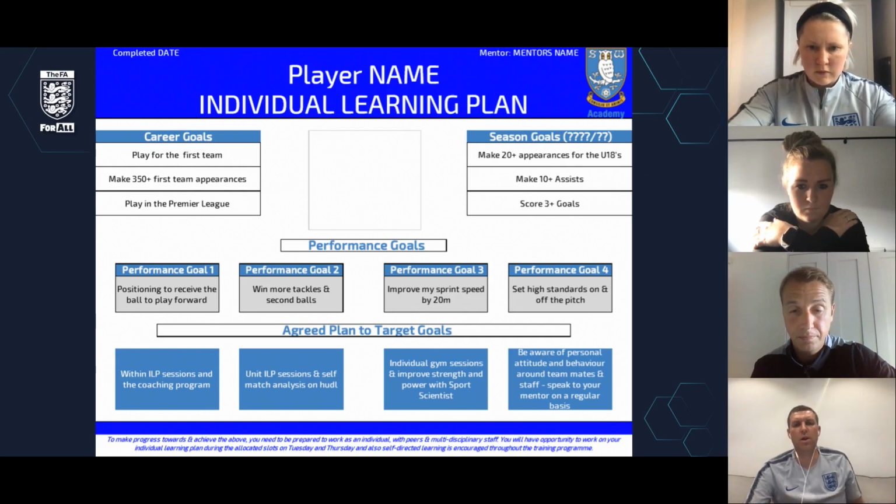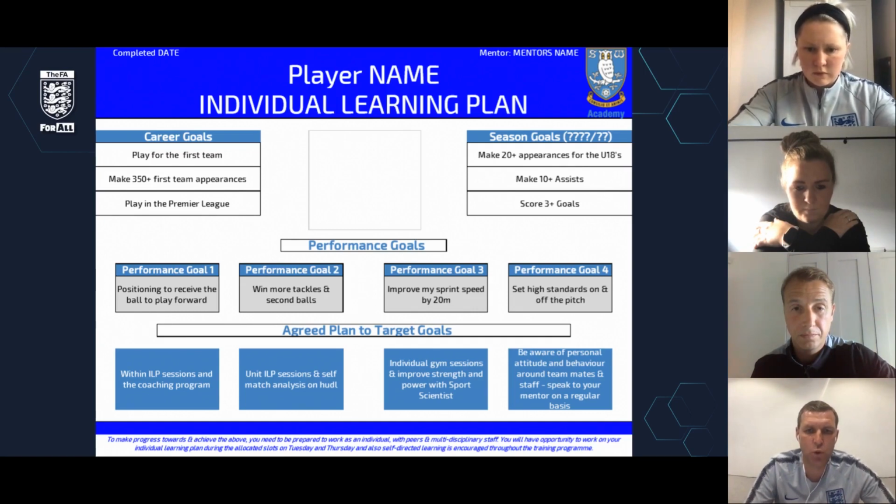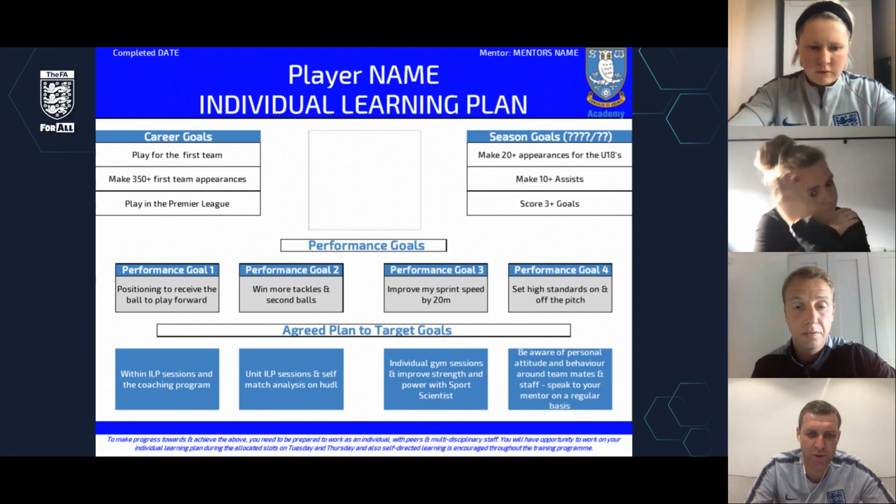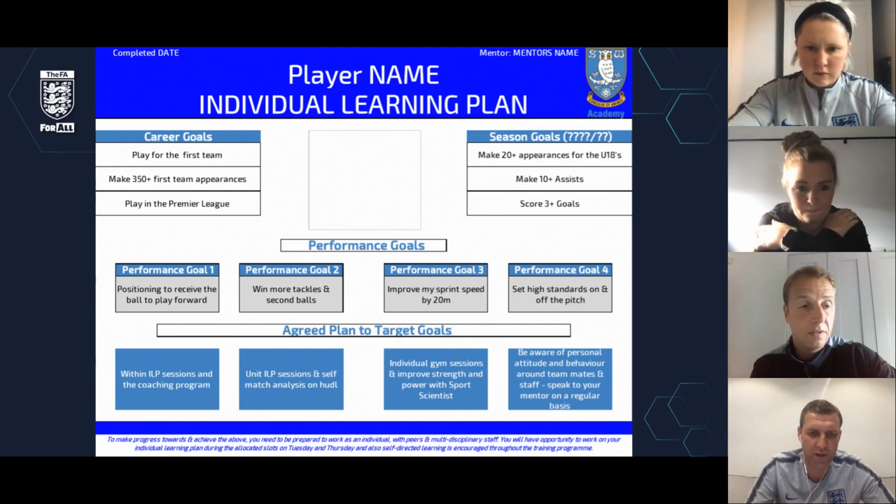Brilliant. So I'm looking at this, Steve. Would the first team players ever come into this? Would you ever, for example, use one of your midfielders, pair them up with a first team player, and then get them to go and watch them in a first team game and watch the skills and techniques that they have and almost try and mirror that?